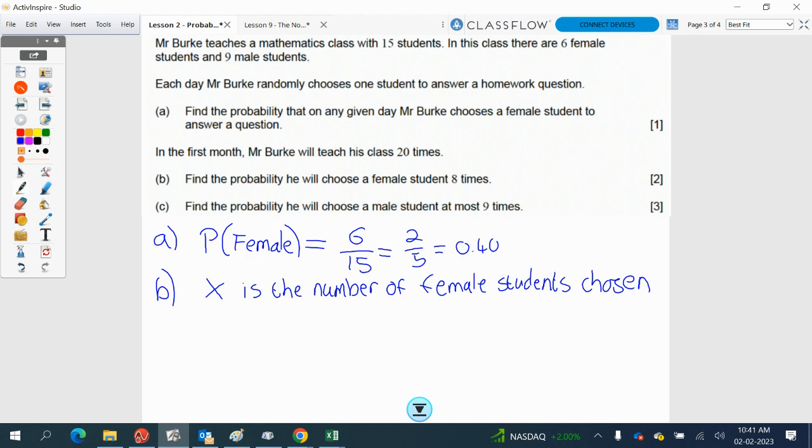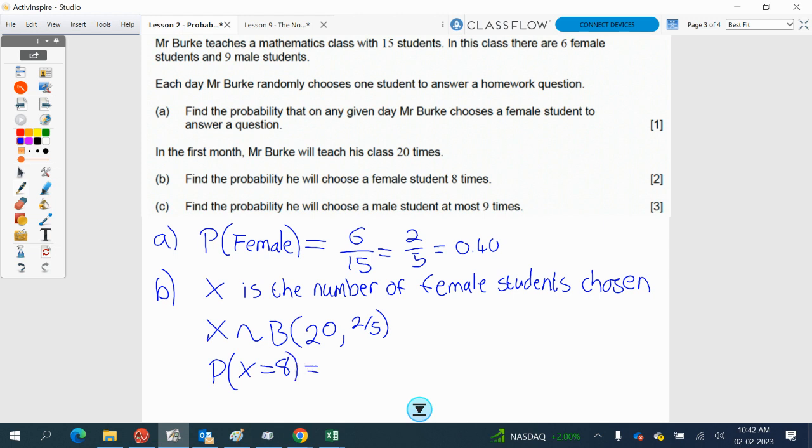We need to find the probability that X is equal to 8. X can have any number. X is the number of female students chosen over the 20 days. You could choose none. It could be a boy every time. You could choose only female students, and it could be 20. And it's going to be some number in between. So X is binomially distributed with a set number of trials of 20 and a probability of success of 2/5. So we need the probability that X is equal to 8.